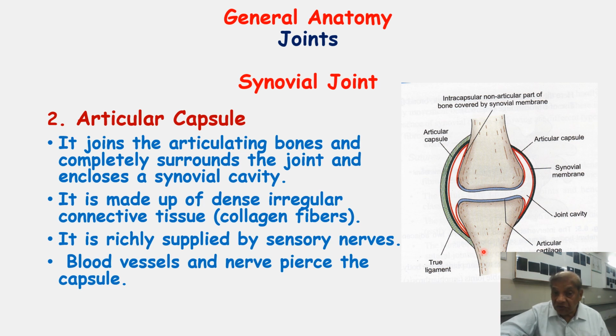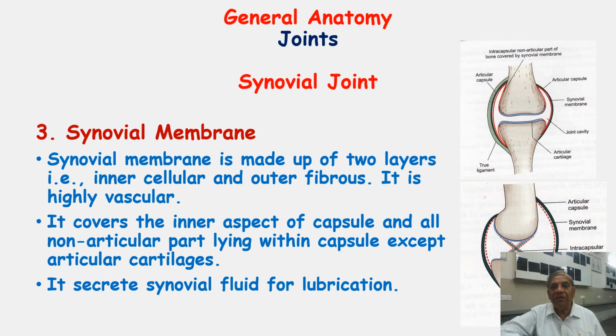This is also supplied with blood vessels, and these blood vessels pierce this articular capsule to go and also supply the deeper structures like the synovial membrane. I am passing to the third part, I mean this structure of the joint, and this is the synovial membrane.